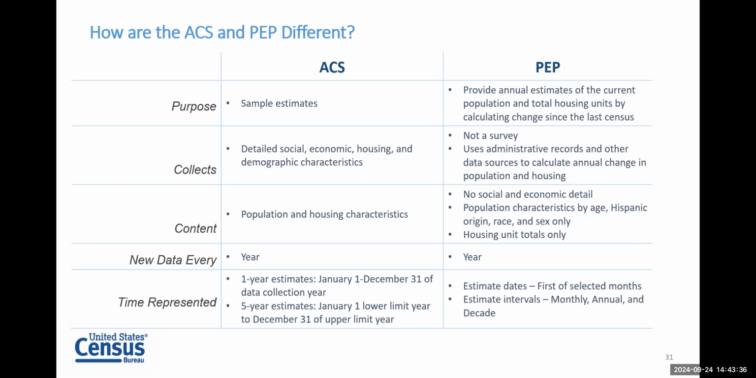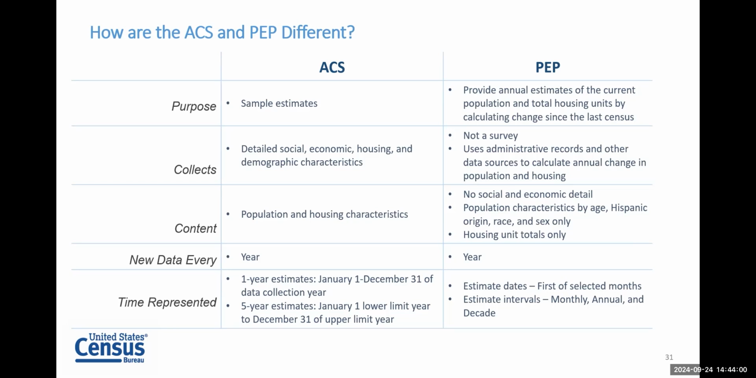The ACS is collected every year and released every year, and our population estimates are released every year. And then the ACS, we have 1 year estimates, and that's January 1 to December 31st. So it's a period estimate for that year. We also have our 5-year estimates, which you could think about as the average of a characteristic over the 5 years. So it is also a period estimate.